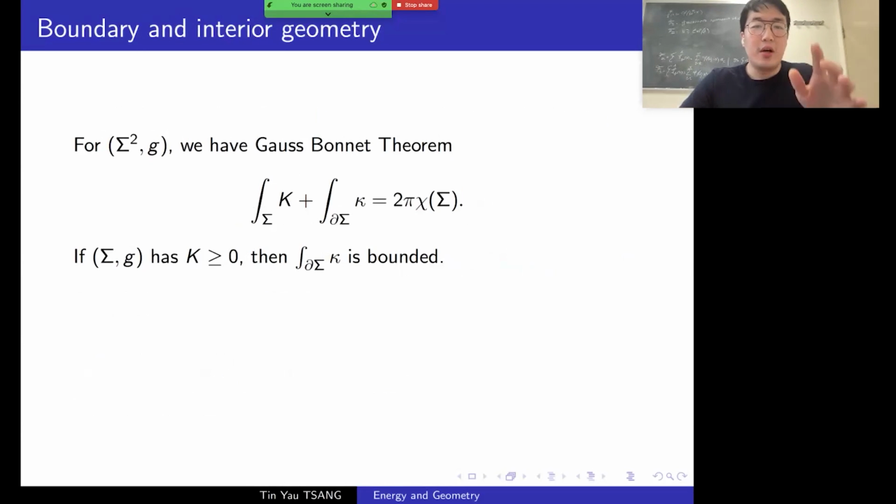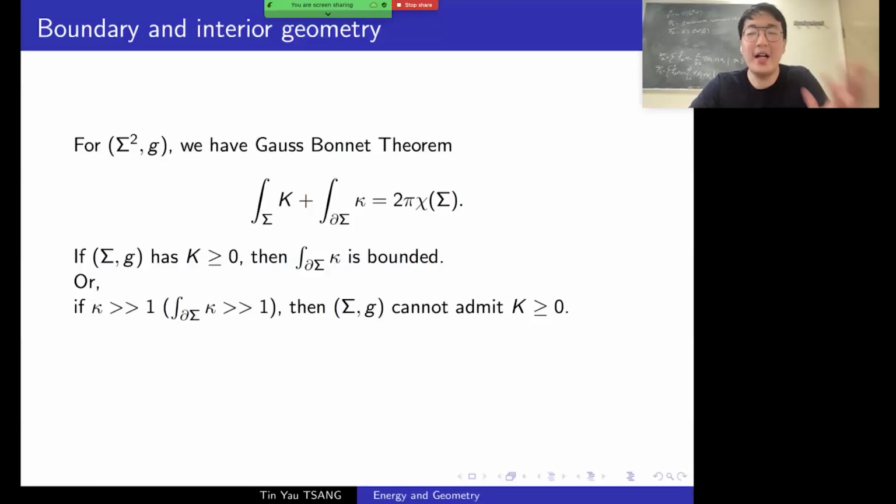Okay, let me see if I have enough time. Okay, I can finish one more part of the talk. So for boundary and interior geometry, let us look at the Gauss-Bonnet theorem. Here we can tell that if the Gauss curvature is everywhere non-negative, then the integral of the geodesic curvature must be bounded. On the other hand, if the geodesic curvature, in the pointwise or integral sense, is too large, then the surface itself cannot admit a non-negative Gauss curvature.